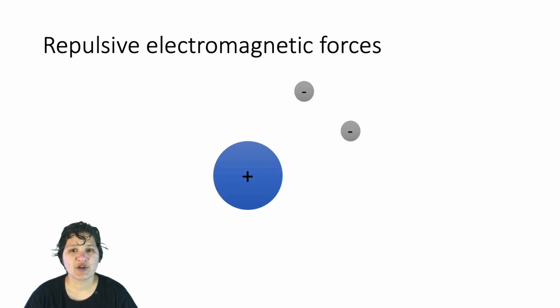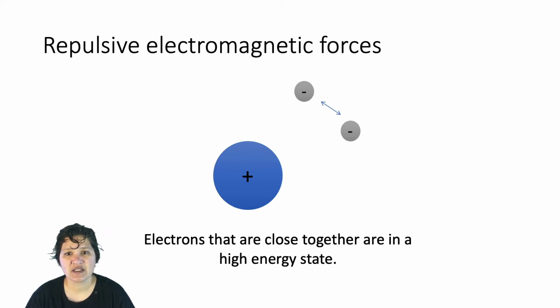The next two principles are based on repulsive electromagnetic forces. Remember, in the last video, we talked about the fact that electrons that are too close together will repel each other because they both have negative charges. You can push them closer together, but again, that will require an input of energy. Any electrons that are close together will be in a high energy state. So now let's look at our next two principles.